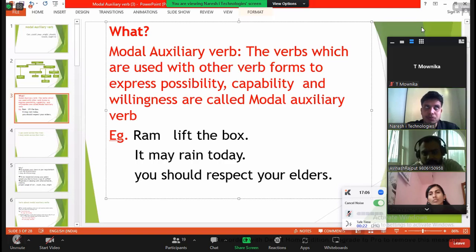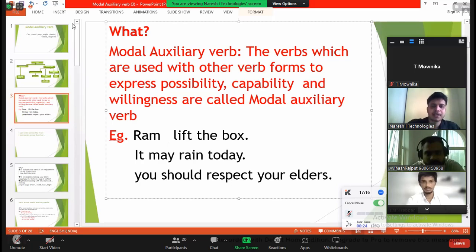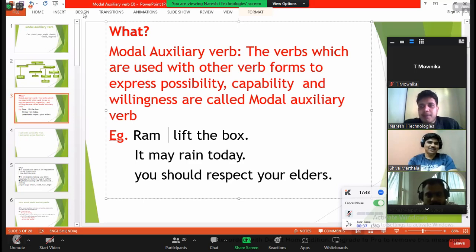Ram can lift the box. Yeah. So by the way, the given sentence, Ram lift the box, is it right or wrong? Lifts. If we are using present indefinite, then we will use lifts, or if we are using past, then we use lifted. By the way, is it a right sentence or wrong sentence? Wrong, sir. Ram lifts the box.